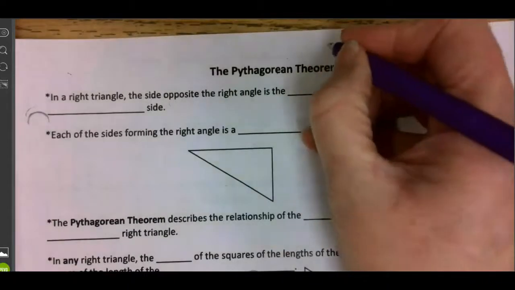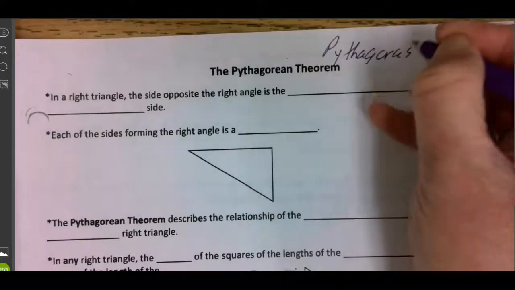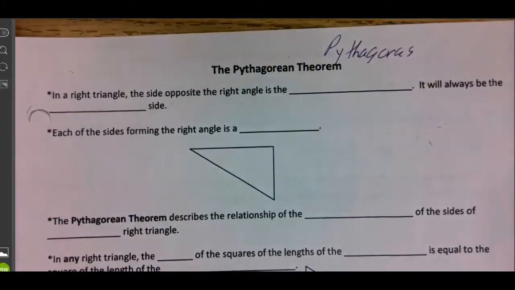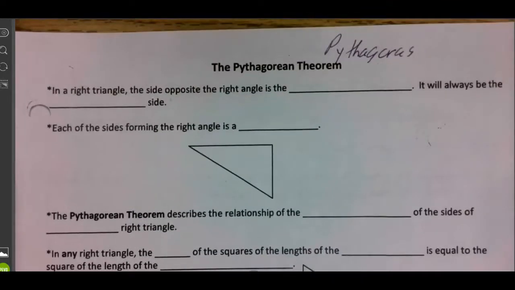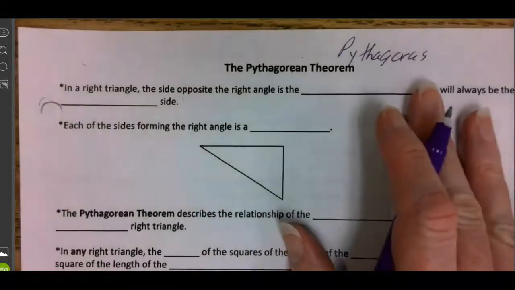It's named after Pythagoras, and we could spend a whole day talking about Pythagoras, and whether it is really him that wrote the first theorem, the first proof. But a lot of times theorems are named after whoever proved it. And there are so many people that proved the Pythagorean Theorem.